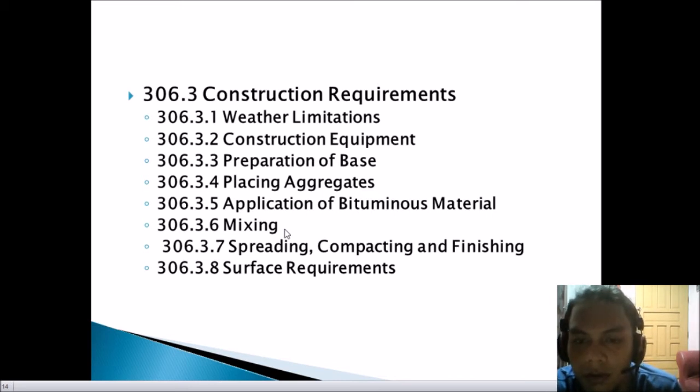So, if the contractor elects to use traveling or stationary mixing plants, the specific equipment requirements, limits of residual moisture, and volatiles shall apply. The next is 306.3.7, which is spreading, compacting, and finishing.